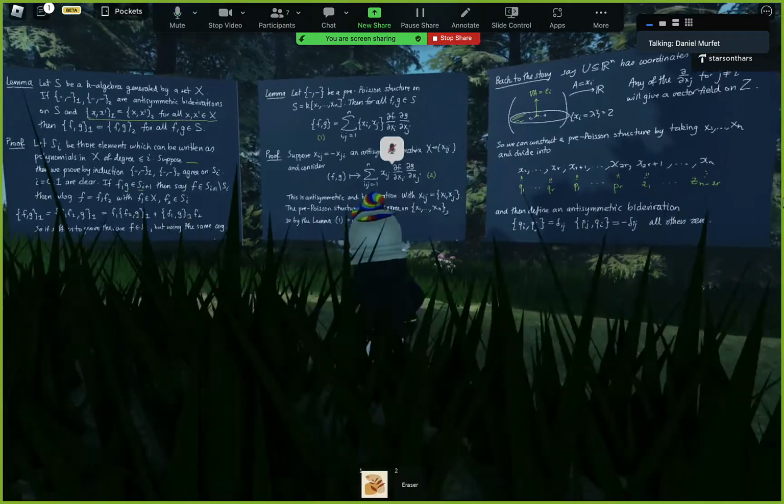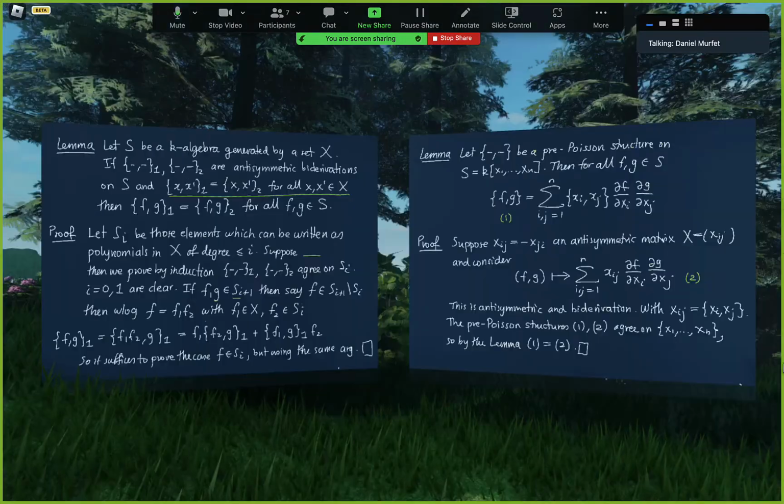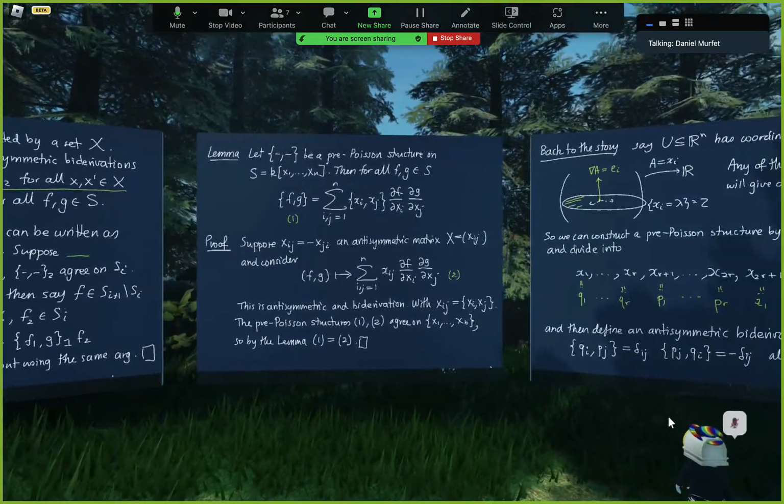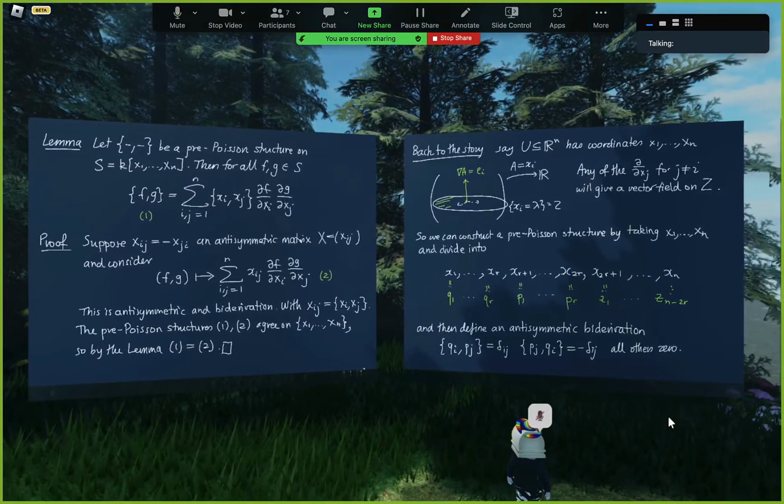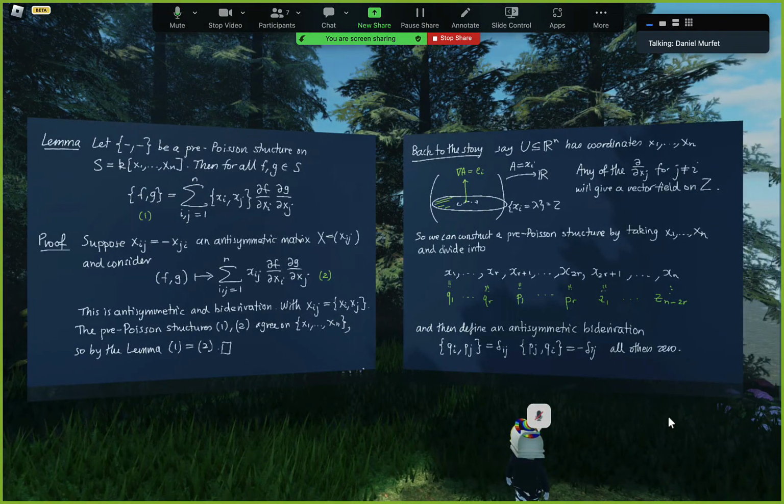Okay, so we did a bit of the elementary story of how to work with these pre-Poisson structures. This lemma allowed us to notice that given two polynomials, a pre-Poisson structure on a polynomial ring was determined by how you pair the variables by this formula. That follows from the biderivation property. And more generally, if you have generators of an algebra, the structure is determined by what it does on the generators.